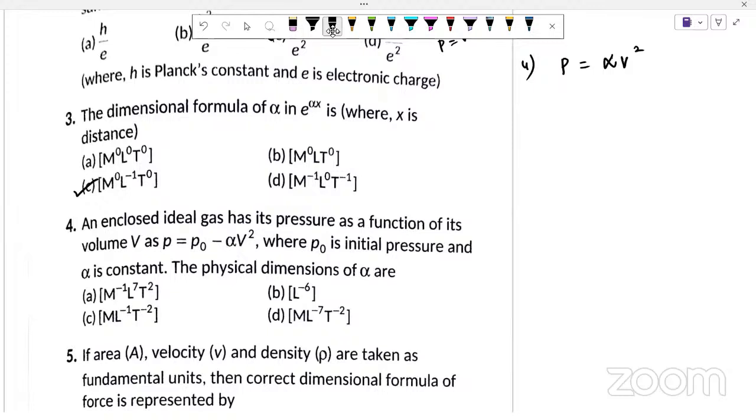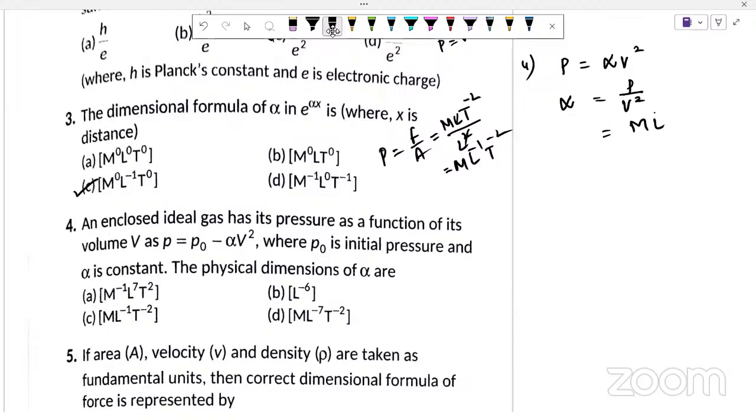Here V is your volume, beta, not velocity. Make sure of that one. So alpha value will be equal to how much, beta? Alpha is equal to pressure divided by volume square. So what is the dimension for the pressure? Pressure is equal to force by area, na beta. Force is equal to M L T power minus 2 divided by area, which is L square. This square and this will get cancelled. So it is M L power minus 1 T power minus 2 is the dimension of pressure.